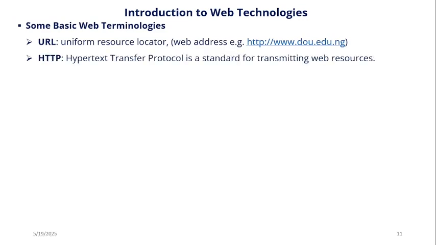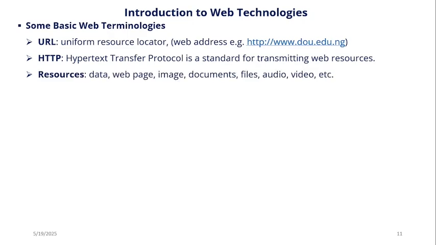Then hypertext transfer protocol. It is a standard for transmitting web resources. So later on we understand how it is that the text is hyper. Why is it not just a plain Microsoft Word document? Then we talk about resources. Resources are data, web pages, images, documents, files, audio, video.